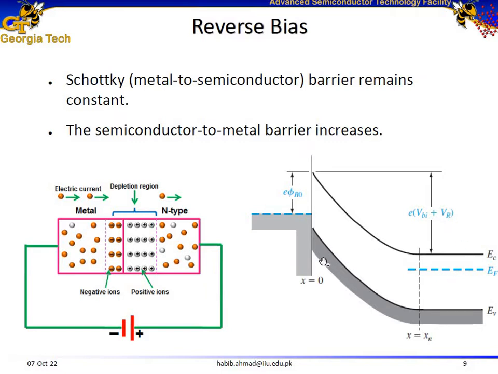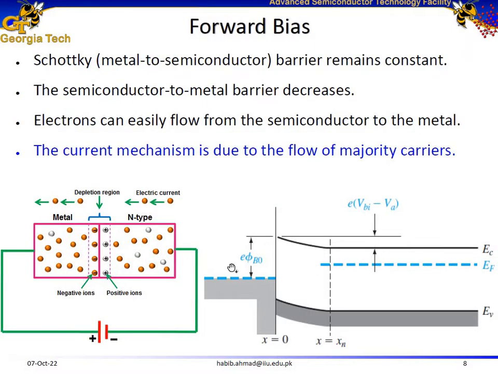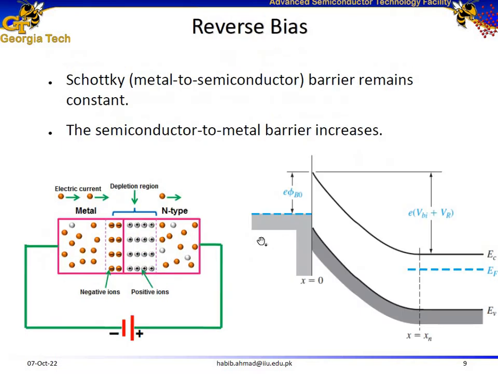Also, as you can notice, now the depletion width, which is represented by the band bending, or over here you can see it represented by this depletion region, this width has now increased as well. So under forward bias, the depletion width is going to be reduced, and the barrier for electrons to flow from the semiconductor to the metal would also be reduced. But under reverse bias, this barrier height is increased for electrons to flow from the semiconductor to the metal, and the depletion width, represented by the band bending, or over here by the charges, also increases.